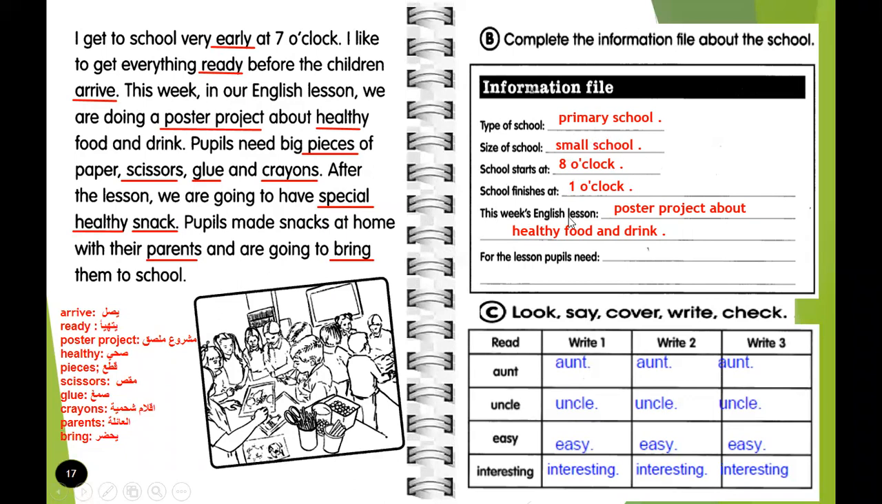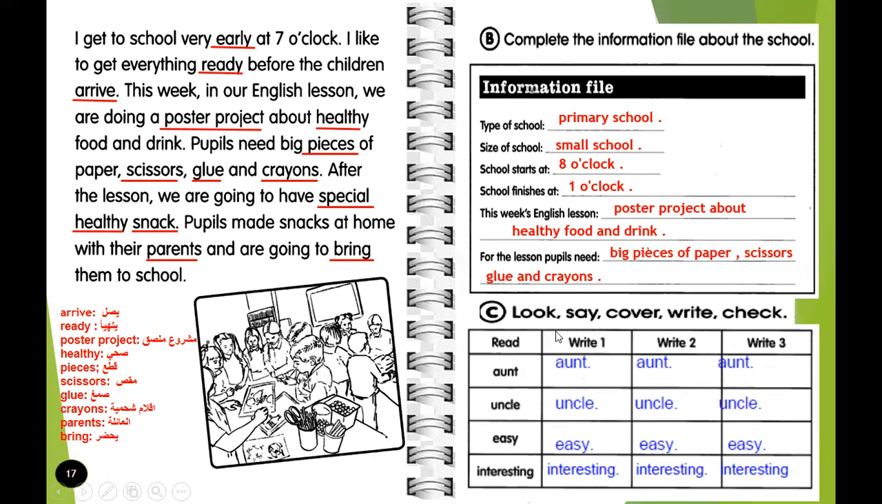إذن this week's English lesson في هذا الأسبوع درس الإنجليزي is poster project مشروع ملصق about healthy food and drink عن الطعام والشراب الصحي. For the lesson, pupils need big pieces of paper, scissors, glue and crayons.